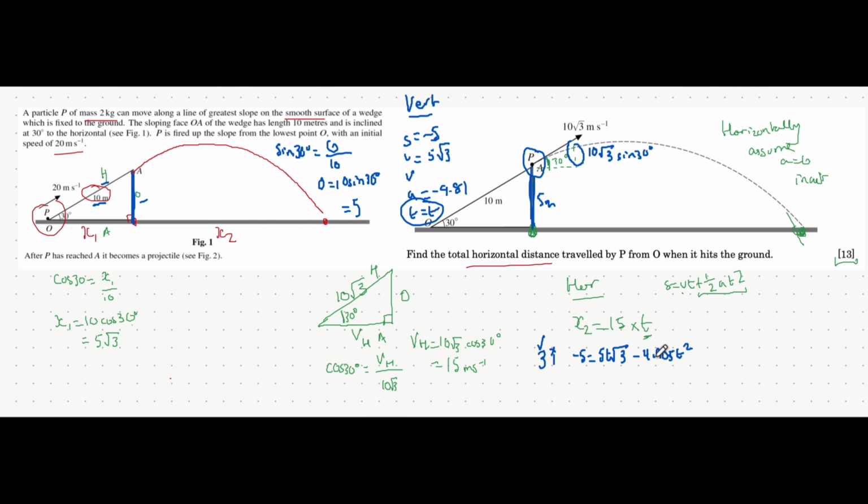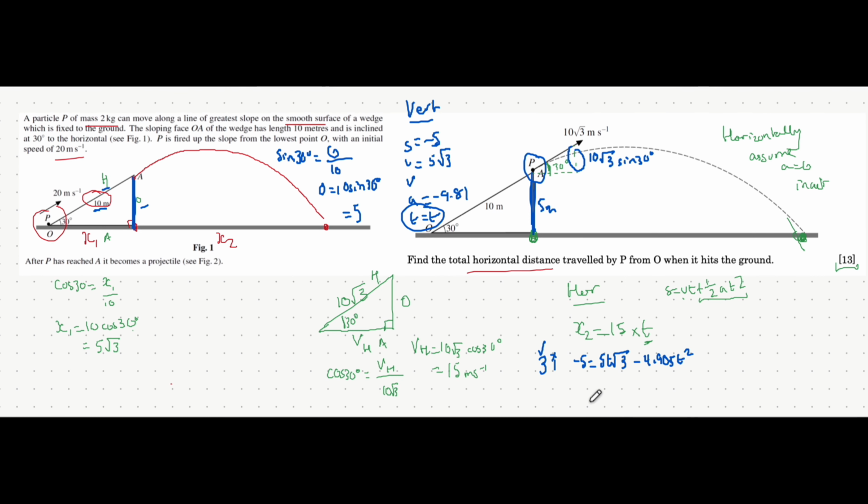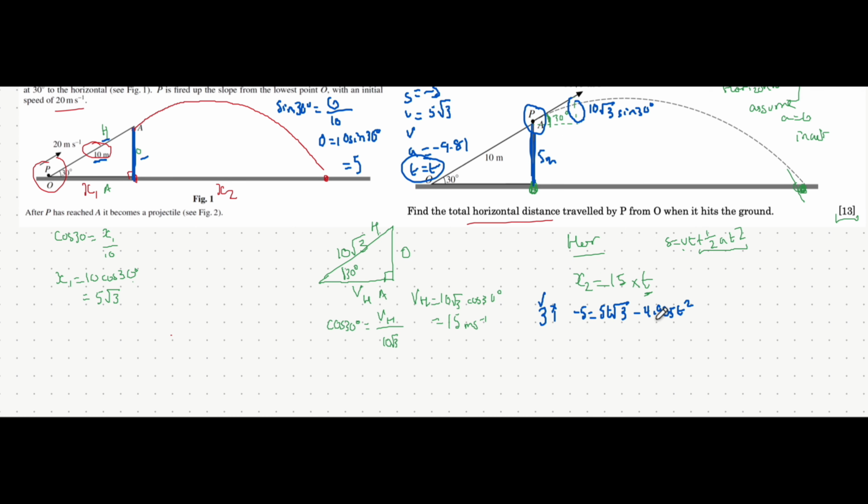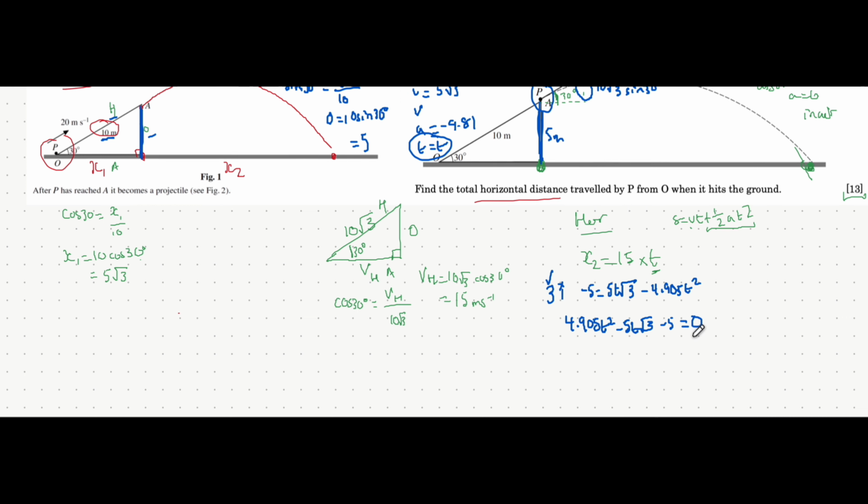Great. We now take all the terms to one side, and then you can use the quadratic formula to find the value of T. So let's do that. Let's add 4.905 T squared to both sides. Take away 5t root 3 from both sides. And then the minus 5, we can just leave as it is on the left-hand side and make the right side equal 0. In this case, we can use the quadratic formula with a being equal to 4.905, b being equal to minus 5 root 3, because remember b is the coefficient of the t term, and then c is equal to minus 5.